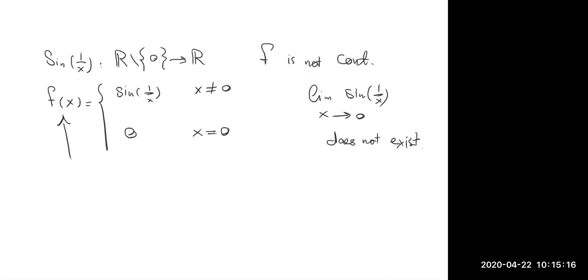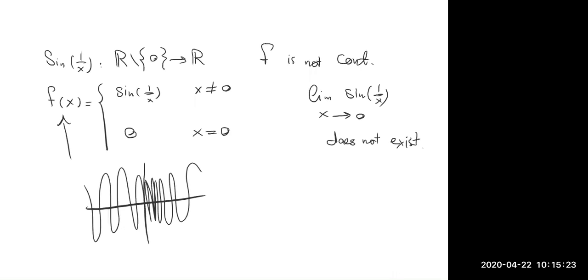But just by looking at the graph, you can guess that it has, and then at 0 we define it to be 0, it has the intermediate value property. Okay, now let's go back to Darboux's theorem.